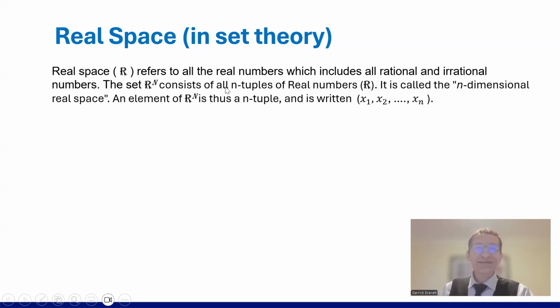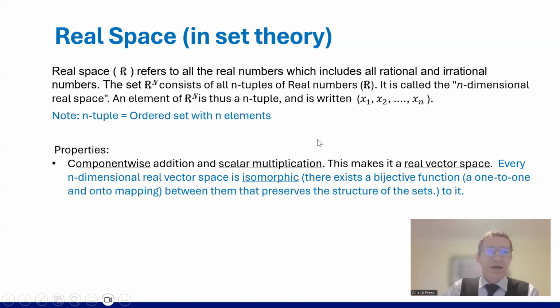The set Rn consists of all n-tuples of real numbers R. It's called the n-dimensional real space. An element of Rn is thus an n-tuple and is written x1, x2, dot, dot, dot, up to xn. And I know the question you're going to ask is, what's an n-tuple? I'm glad you asked. It's an ordered set with n elements. So that's all it is. An n-tuple is just an ordered set with n elements. Just a phrase, so don't get too hung up on that.